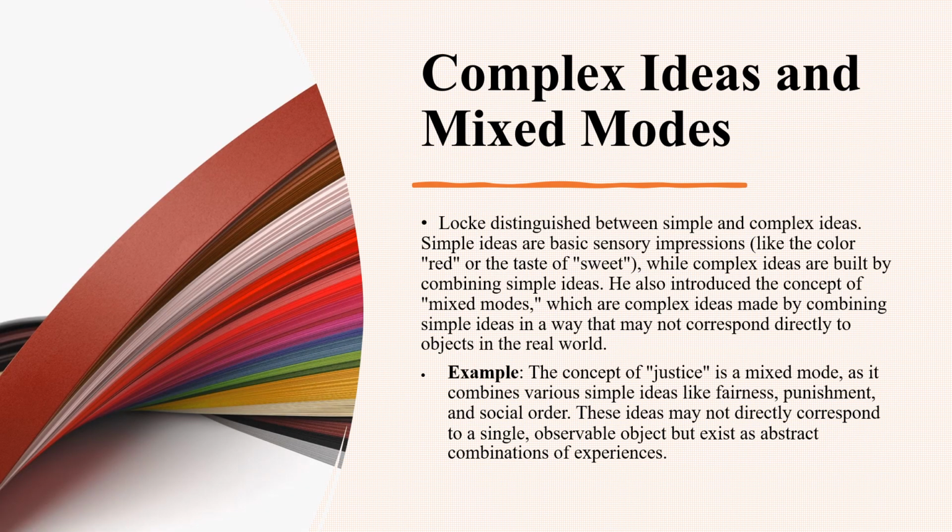Because of this quality of words, language becomes complex because it represents complex ideas, and Locke calls them mixed modes. For example, Locke says that we may have different sensory impressions about the color or about the taste, while complex ideas are built by combining simple ideas, the simple expressions combined together. And so the concept of mixed modes is present, that the ideas and words would not be joining hands with each other in one way, but rather they would be joining in multiple ways. For example, the concept of justice is a mixed mode, as it combines various simple ideas like fairness, punishment, and social order. These ideas may not directly correspond to a single observable object, but exist as an abstract combination of experiences.